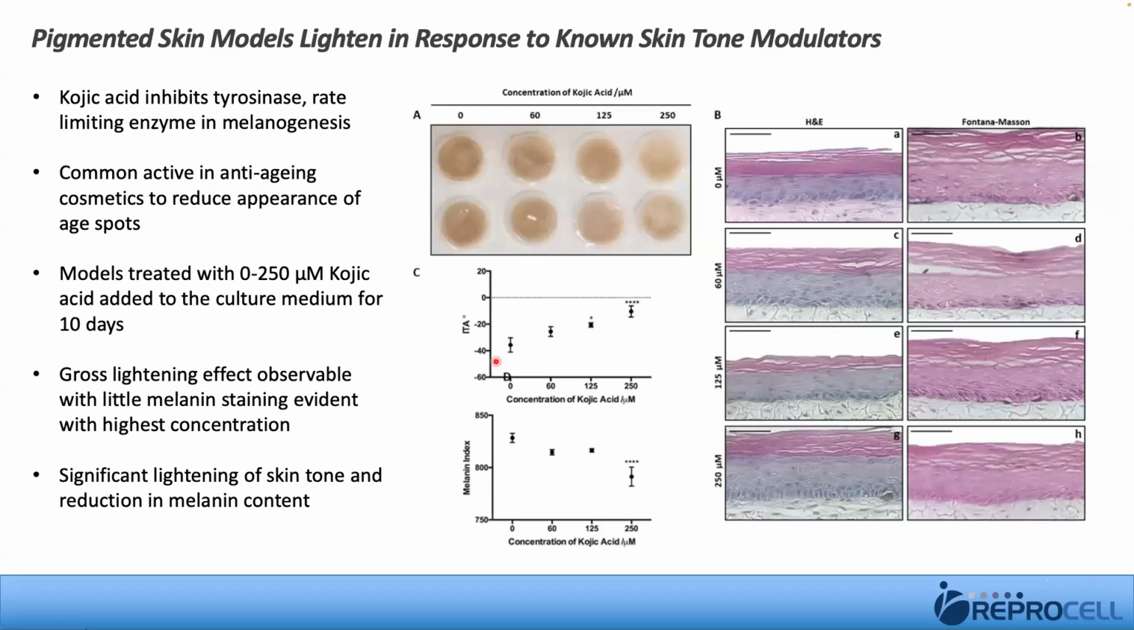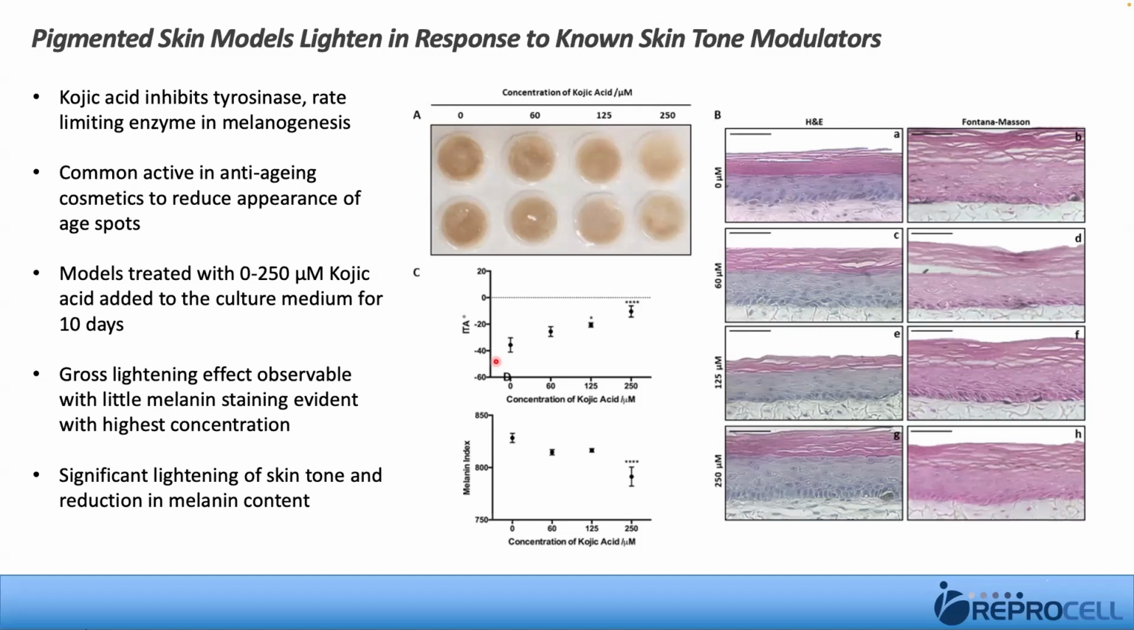So if we take our pigmented skin models, we can expose them to various molecules, and there are products on the market which are designed to lighten skin pigmentation. Kojic acid is a well-known ingredient of such products. We can incorporate that into our cell culture media, expose it to the models, and we see lightening of the skin in a concentration-dependent manner.